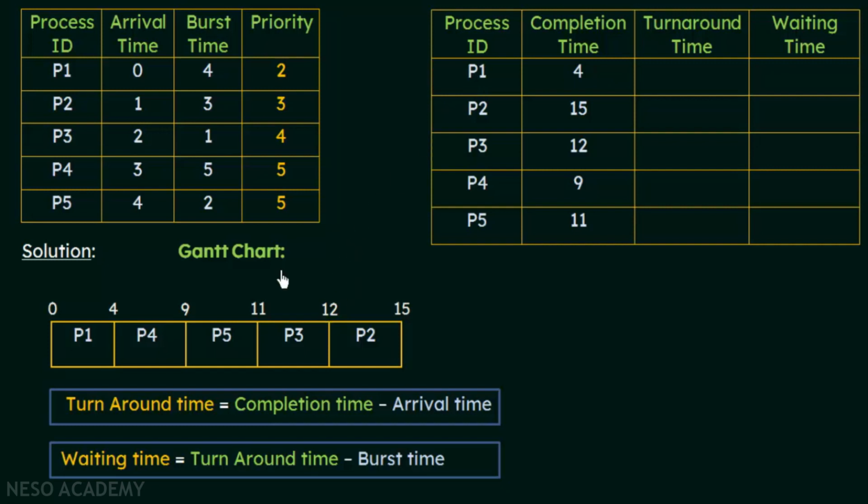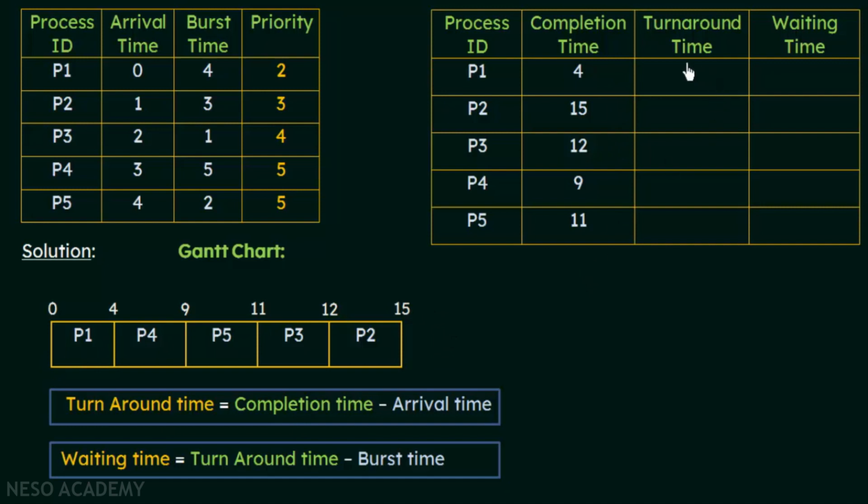So for getting the completion time, just look at the Gantt chart and see when the process released the CPU or completed its execution. So if you see P1, it completed its execution at 4 milliseconds. So that is the completion time of process P1. And for P2, what is the completion time? It is 15 milliseconds. And for P3, it is 12 milliseconds. For P4 it is 9 milliseconds, and for P5 it is 11 milliseconds. So this is very easy. Just look at the Gantt chart and fill this up.